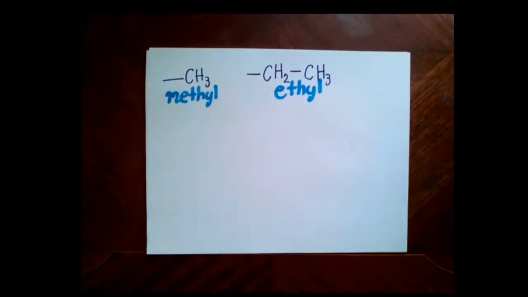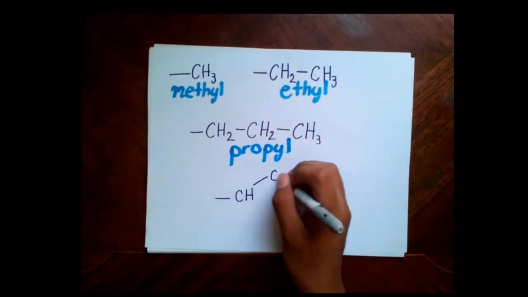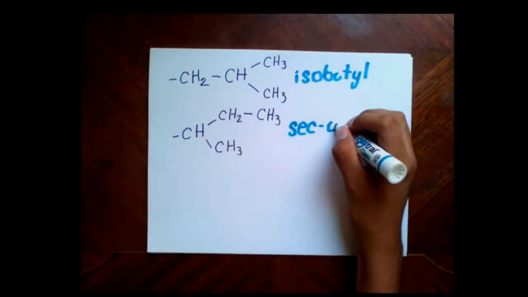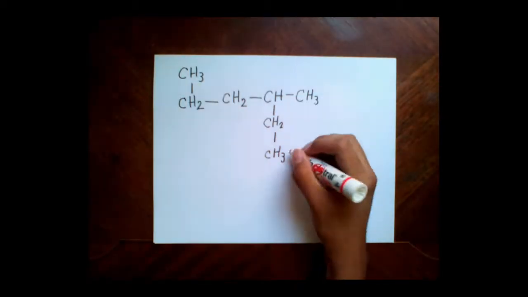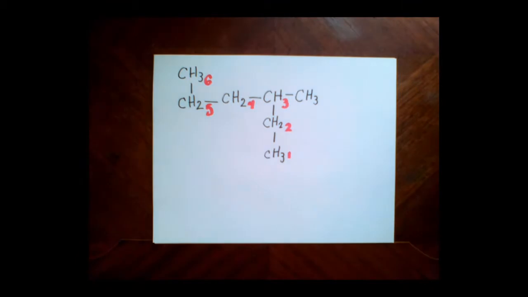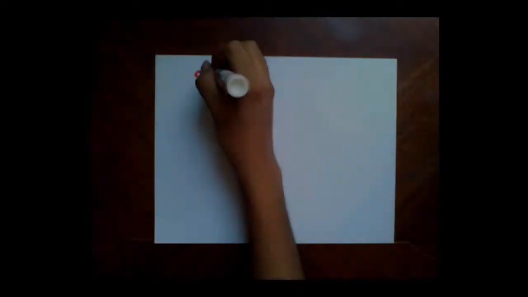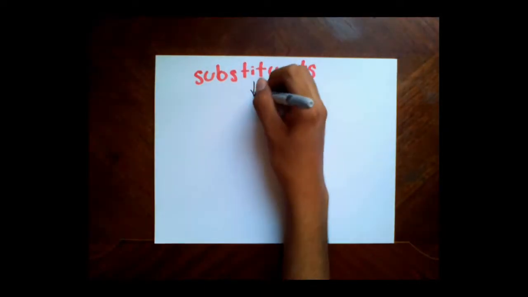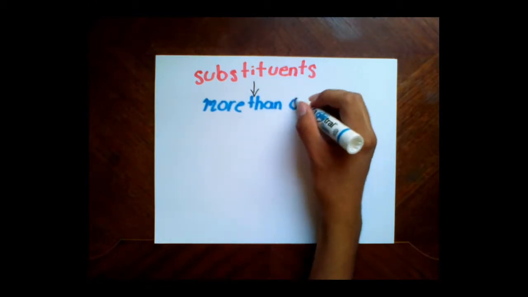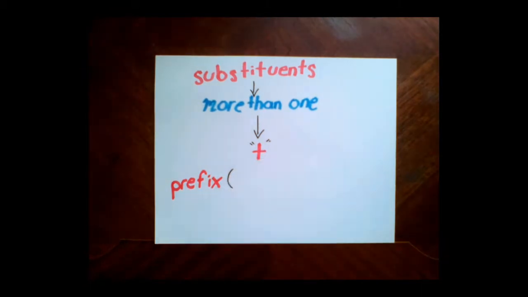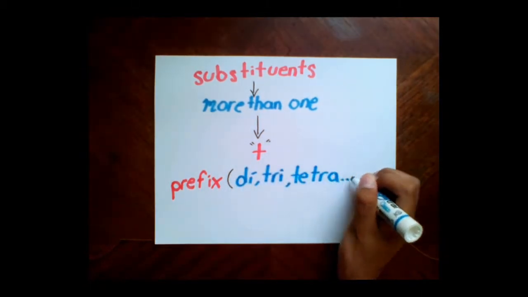Then you have to identify all of the substituents that the hydrocarbon has. The substituents that the hydrocarbon can have are methyl, ethyl, propyl, isopropyl, isobutyl, sec-butyl, and tert-butyl. Next, you have to number the carbons of the parent chain from the end in order to give the substituents the lowest number. If the same substituent occurs more than once, you have to put the location of each substituent. In addition, the number of times the substituent group occurs is indicated by a prefix: di, tri, etc.